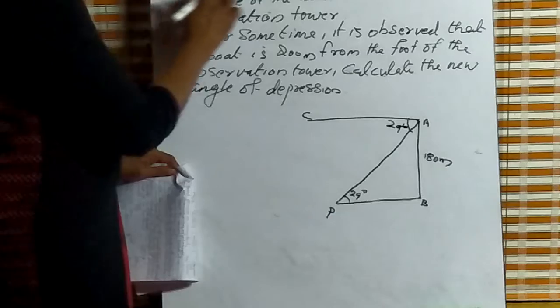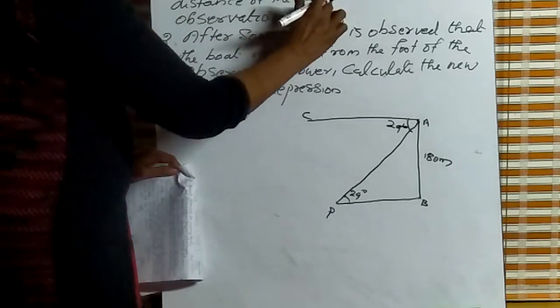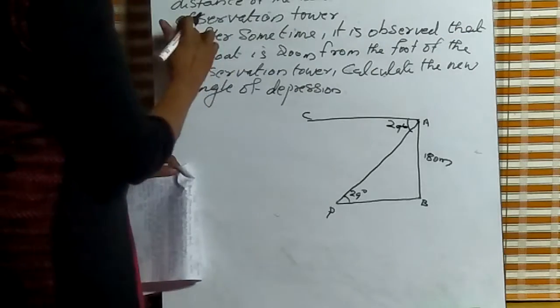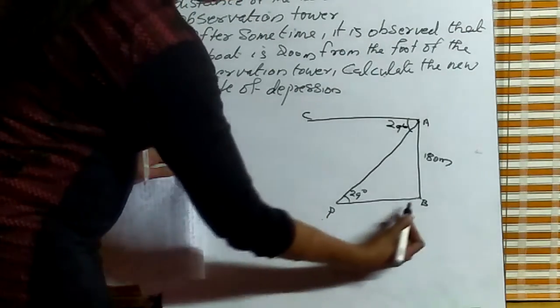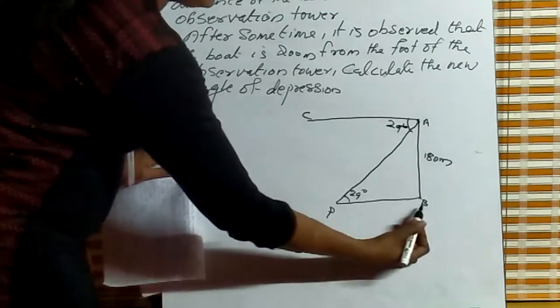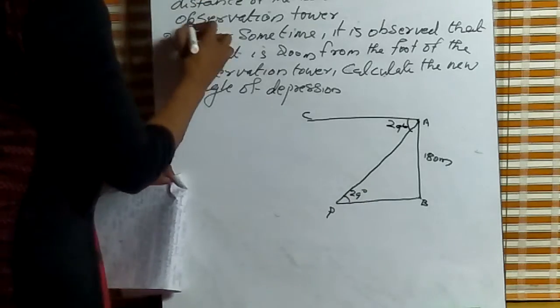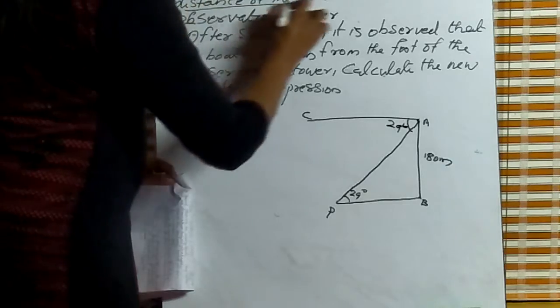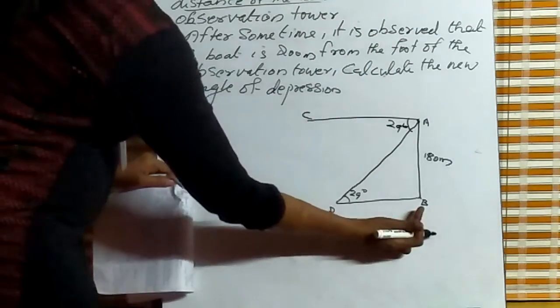Then calculate to the nearest meter the distance of the boat from the foot of the observation tower. That means in the first part we have to calculate PB, the distance of the boat from the foot of the observation tower.